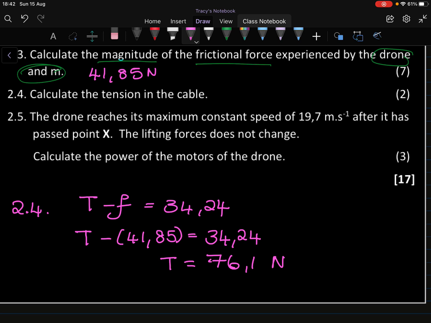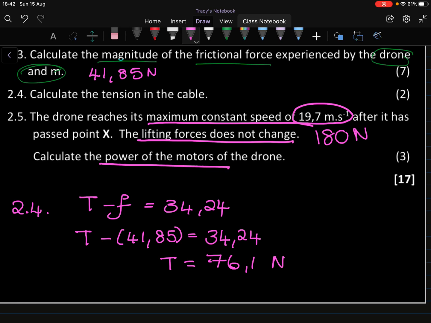This last question now is grade 12 only. Here we're adding a little bit of what you learned from work, energy and power. So grade 11s, if you're watching this, you won't know how to do this question yet. You will when you get to grade 12. They tell you the drone reaches its maximum constant speed of 19,7 meters per second after reaching a point X. The lifting force doesn't change. So in other words, it still has a force of 180 newtons.